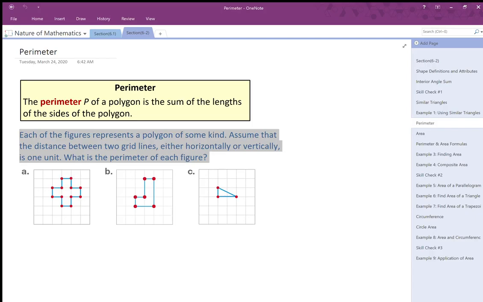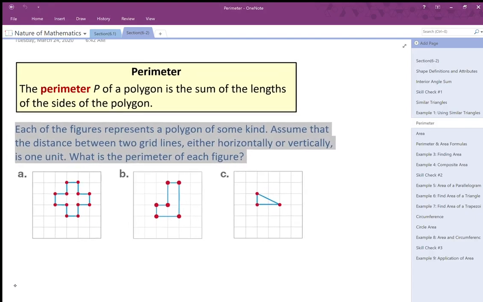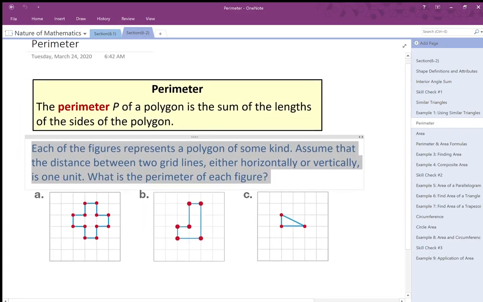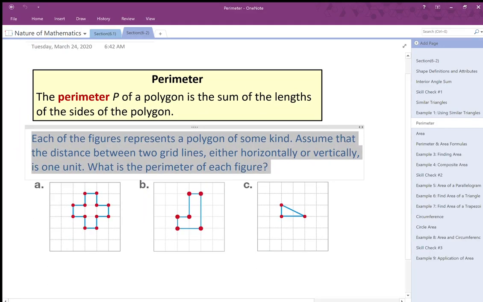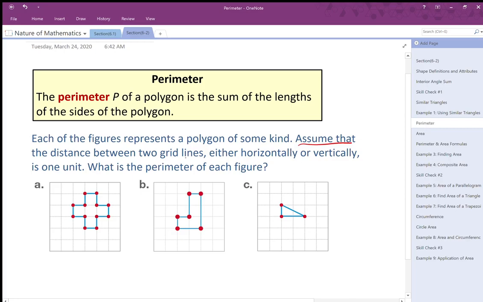Perimeter of a polygon is the sum of the lengths of the sides of the polygon. So in each of these figures, assume that the distance between the two grid lines, both horizontally and vertically, is 1 unit. What is the perimeter of each figure? So we can look at figure A, and this is a simple trace. We just say it's 1 unit, 2 units, 3, 4, 5, 6, 7, 8, 9, 10, 11, 12. Perimeter equals 12 units.